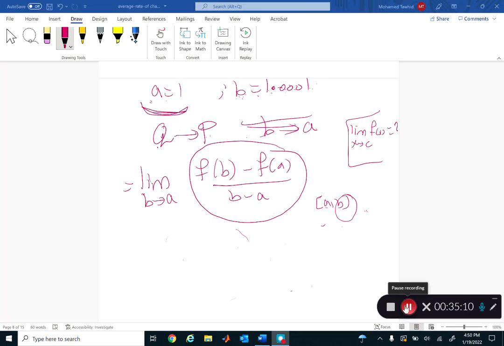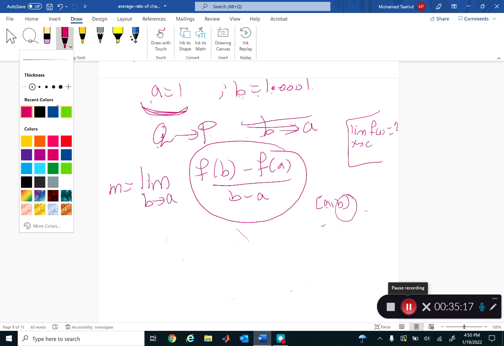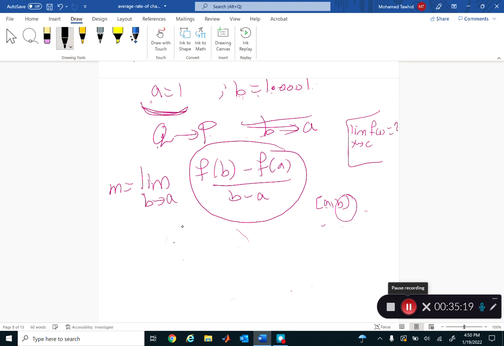Okay, guys, so here we have the slope, f of b minus f of a. That is our slope here. That is equation number 1, which gives us the slope of your f of x. And I could also get another equation here. So how do we get another equation?